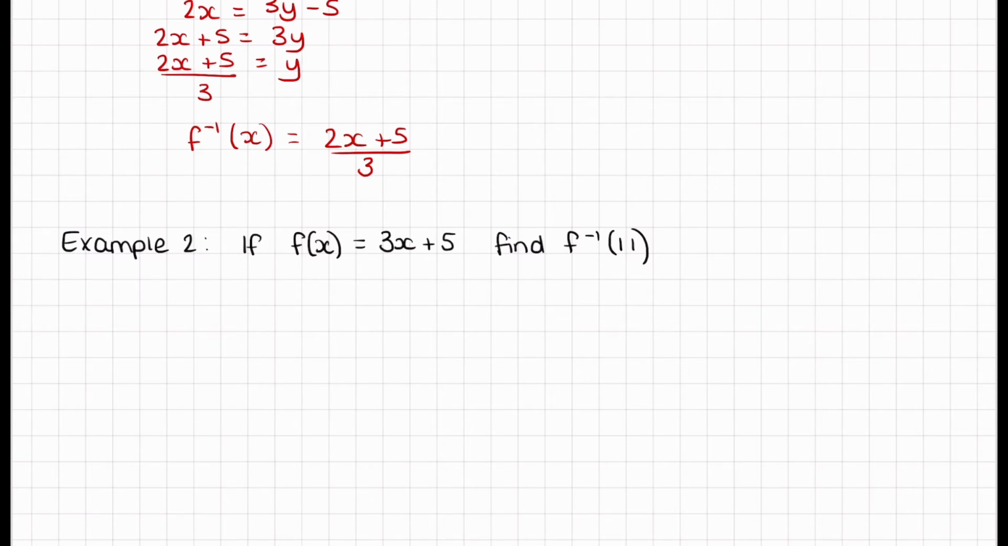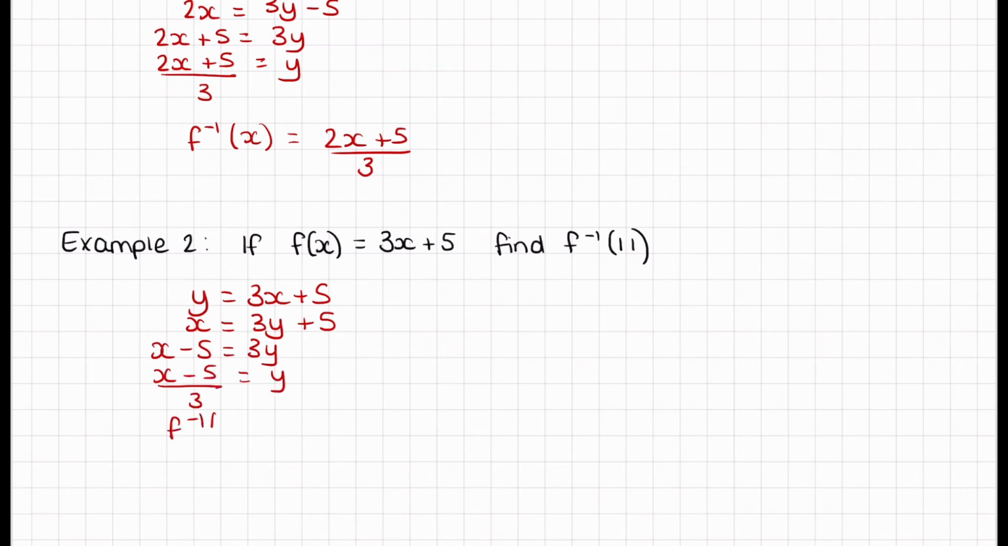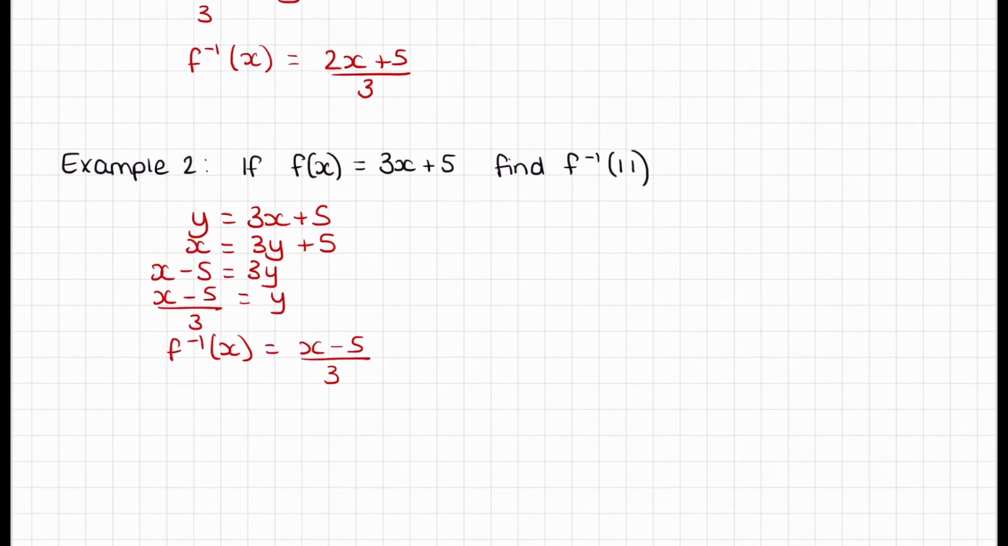So if we did that, we'd have y equals 3x plus 5, swap your x and y, and then rearrange. And then we'd end up with our inverse being (x minus 5) on 3. And now we want that at 11. So we replace the x with 11, so it'll be (11 minus 5) divided by 3, which equals 2. So 6 divided by 3.